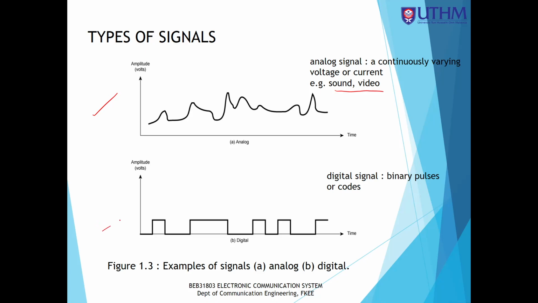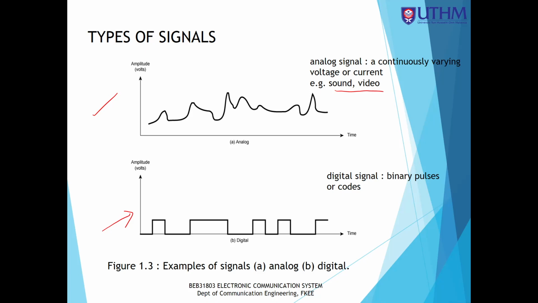Whereas the digital signal, we can say that it is discrete over time, and it has only certain levels.